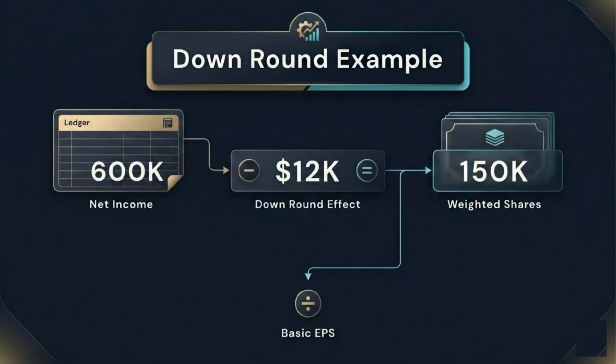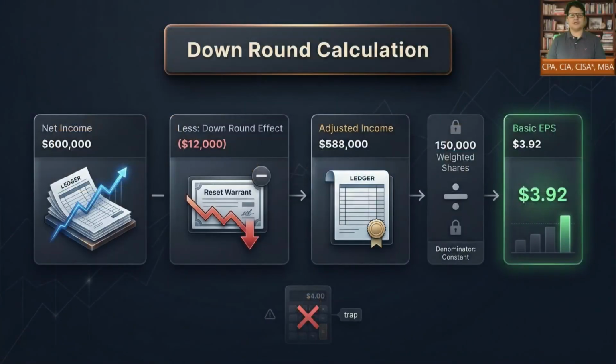Now look at the example facts. Net income is $600,000. The down round effect is $12,000. Weighted average shares are 150,000. The exam skill is not building a valuation model. The skill is knowing where the $12,000 goes. It reduces income available to common shareholders before we divide by the weighted average shares. The calculation is clear.